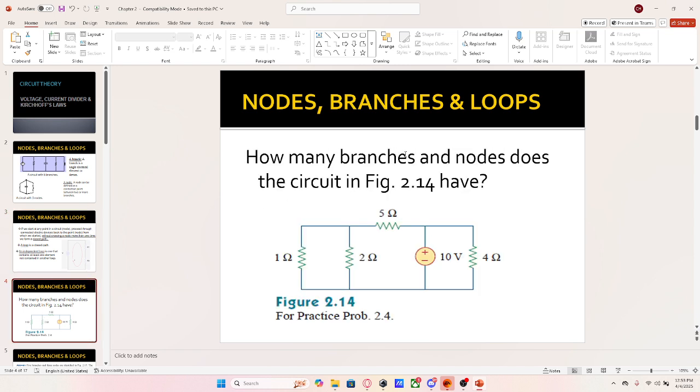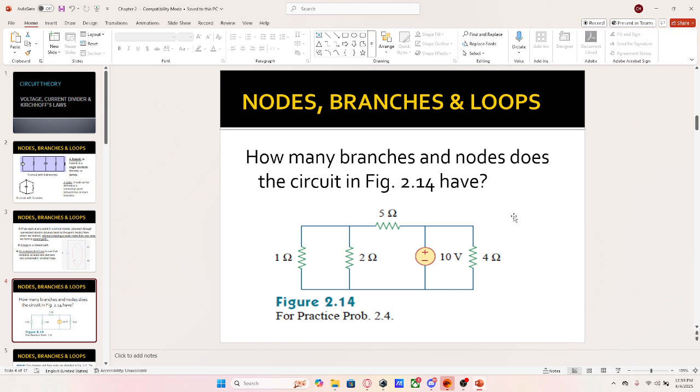In this example, how many branches and nodes does the circuit in figure 2.14 have? In this figure, we see there are 5 elements: resistor 1, resistor 2, resistor 3, the voltage source, and resistor 4. So we understand that there are 5 branches, 1, 2, 3, 4, 5.